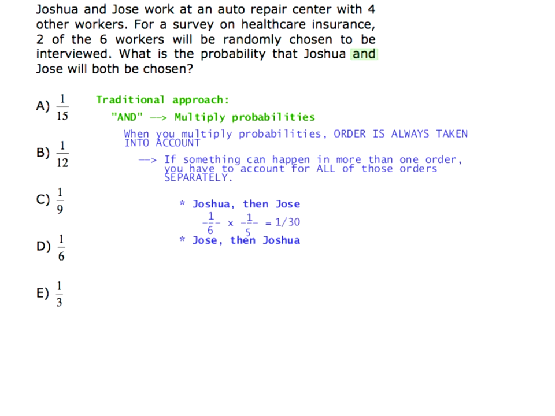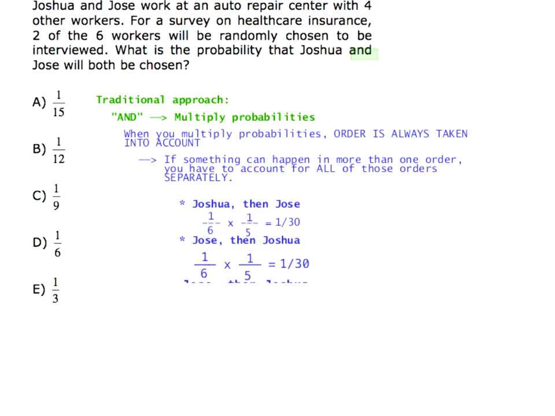And then the probability of picking Jose first and then Joshua is the same. You're starting again with 1 out of 6 followed by 1 out of 5. So if you combine these with each other, then you're going to get 2 out of 30, which is 1 out of 15. What's interesting about this is that 1 out of 30 is not an answer choice. That actually surprised me, because a lot of people are looking for 1 out of 30 here, so it would be a good wrong answer choice. But it's not there.